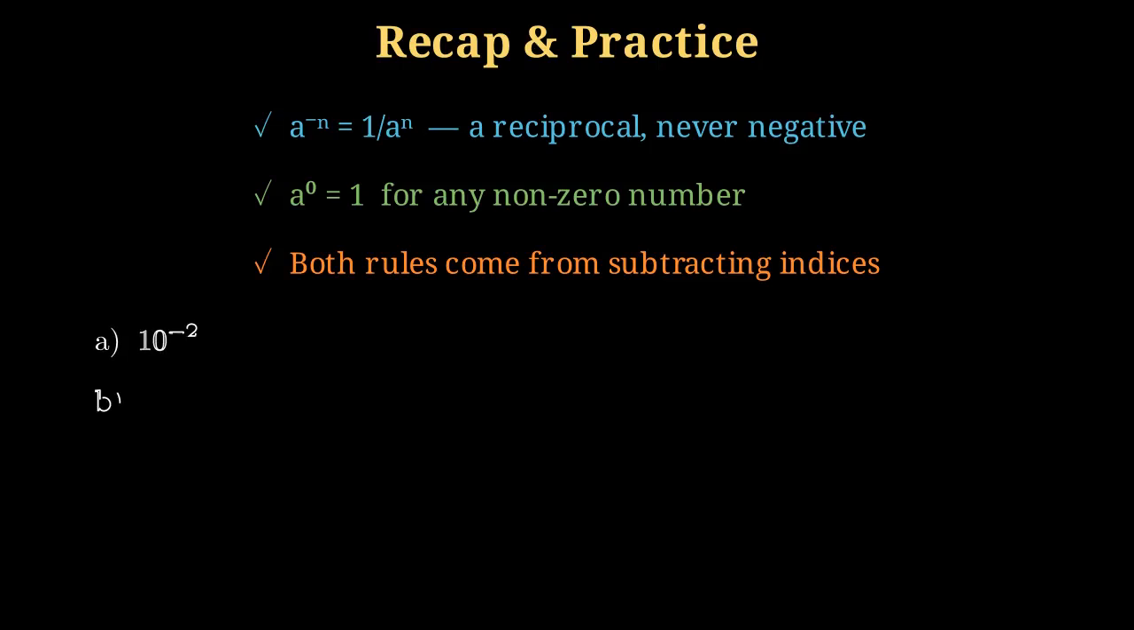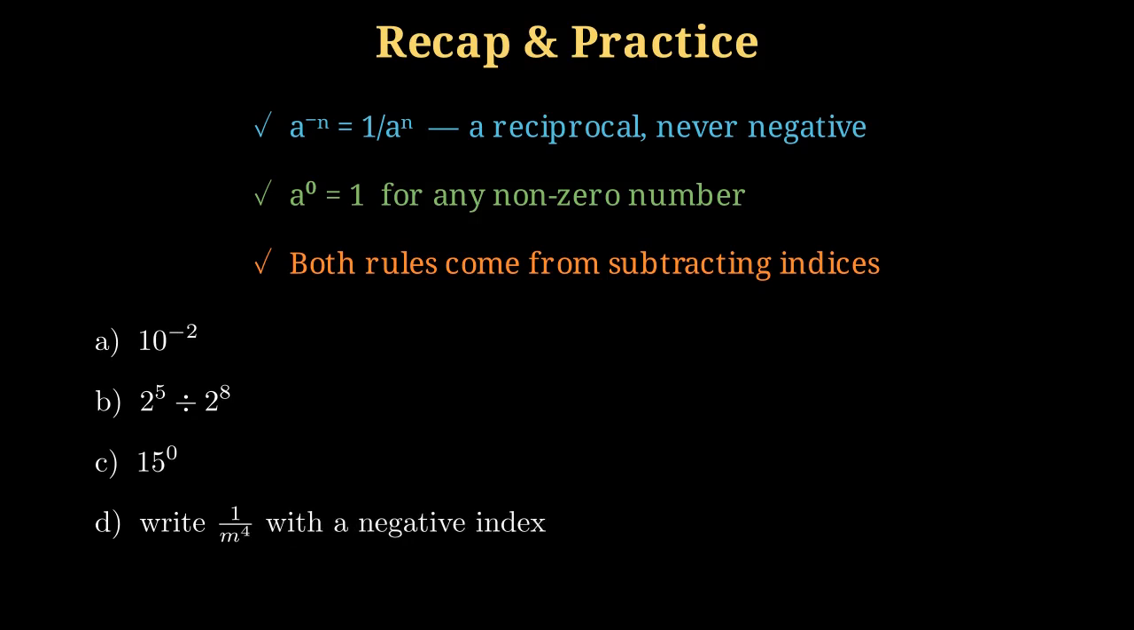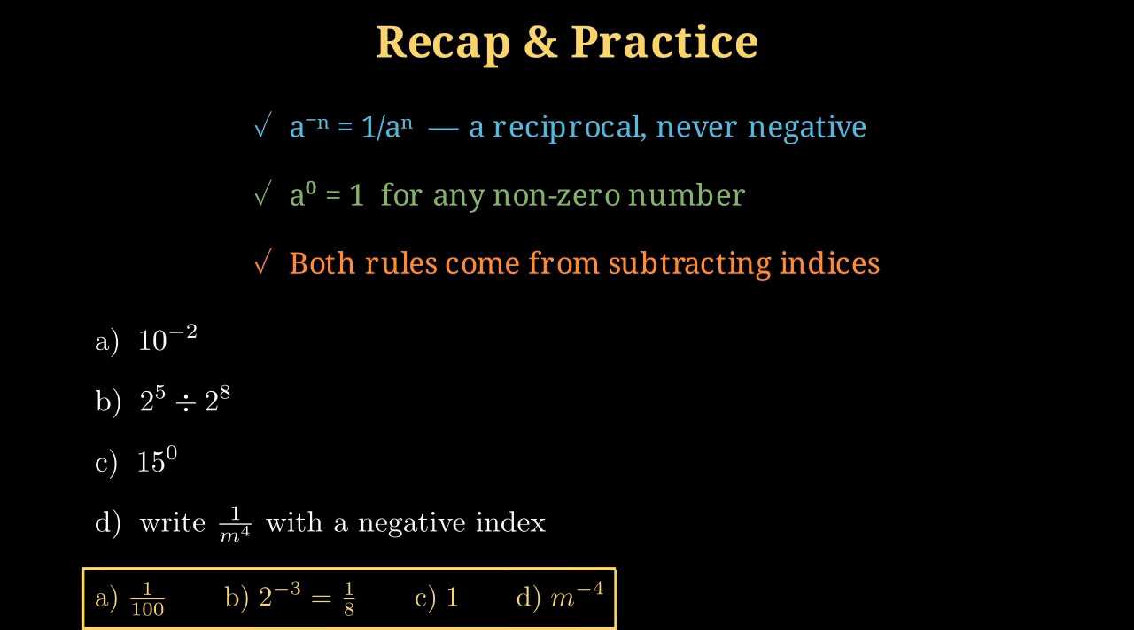Your practice. Pause and try all 4. A, 10 to the negative 2. B, 2 to the 5 divided by 2 to the 8. C, 15 to the power 0. D, write 1 over m to the 4 using a negative index. Answers. A, 1 over 10 squared, 1/100th. B, 5 minus 8 is negative 3, so 2 to the negative 3, which is 1/8. C, 1, of course. And D, m to the negative 4.